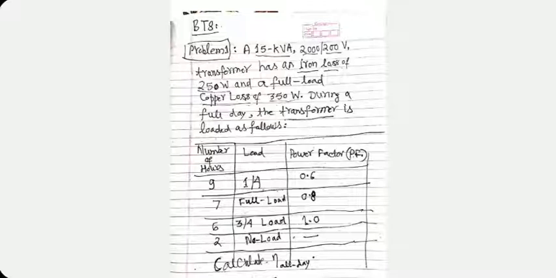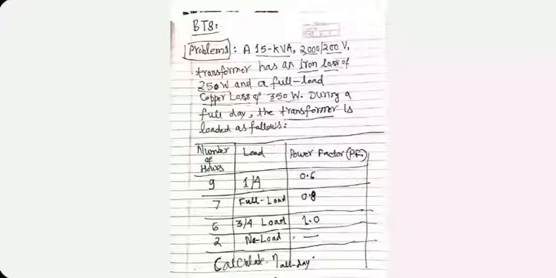Iron loss is constant more or less with load. Now the entire 24-hour cycle is divided into 4 time slots. 9-hour slot in which the load is only 1/4. That means the secondary current is only 1/4 of the rated value. And the power factor is also given there, 0.6. You don't need to know whether it's lagging or leading for these calculations.